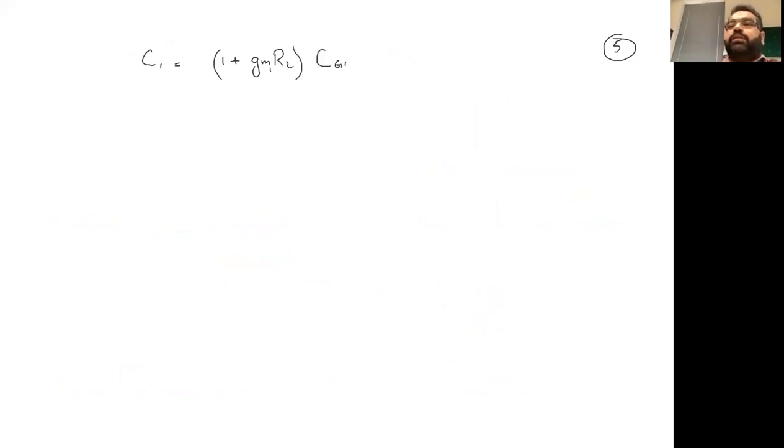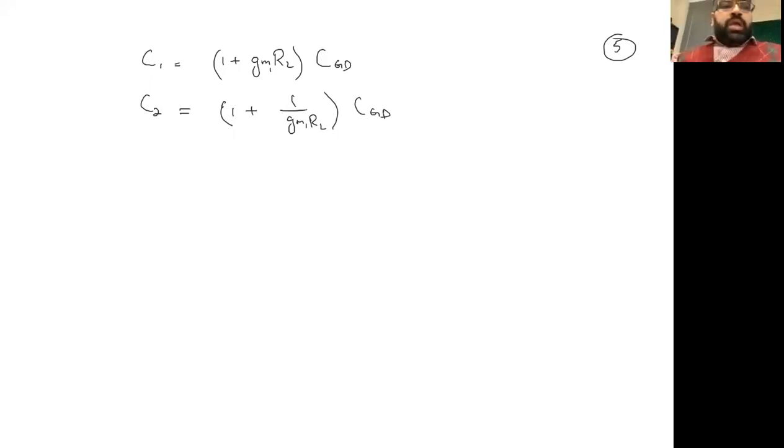But if we want to write explicitly numbers in terms of क्या होगा, so we can see that जो C1 है, since 1 plus A क्या था हमारे पास? Gain था, inverting gain. तो it's going to be 1 plus GM1 times RL times CGD. And C2 क्या हो जाएगा? 1 plus 1 over GM1 times RL again CGD. So we can easily write the values as desired, and that will make our life a lot simpler.